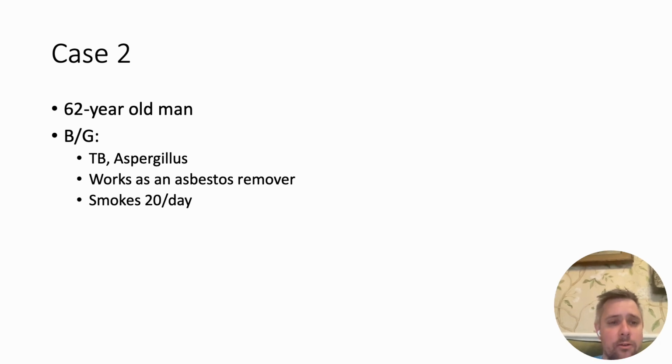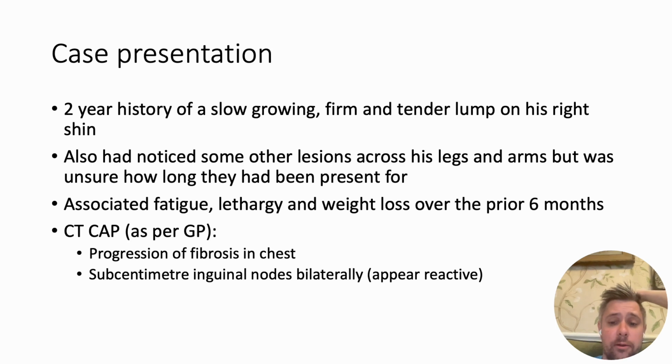So I'd like to report a 62-year-old man. He had a background of TB and aspergillus, and he worked as an asbestos remover most of his life, and smoked about 20 per day. He presented with a 2-year history of slow-growing, firm and tender lumps on his right shin, and he also had noticed some other lesions across his legs and arms, but was unsure how long they'd been present for. He had also developed fatigue, lethargy, and quite significant weight loss over the prior 6 months.